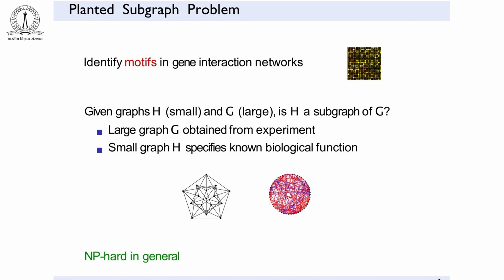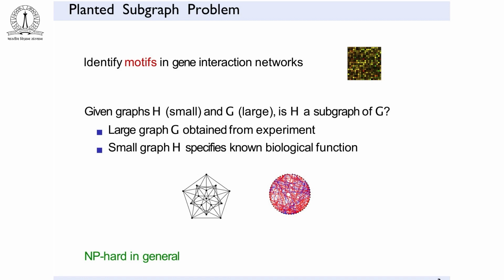Okay? So here is one example. It's a prominent example. Lots of communities have studied it. It's called the planted subgraph problem. It's one where you have a small graph and a big graph. And the question is, is the small graph a subgraph of the big graph?